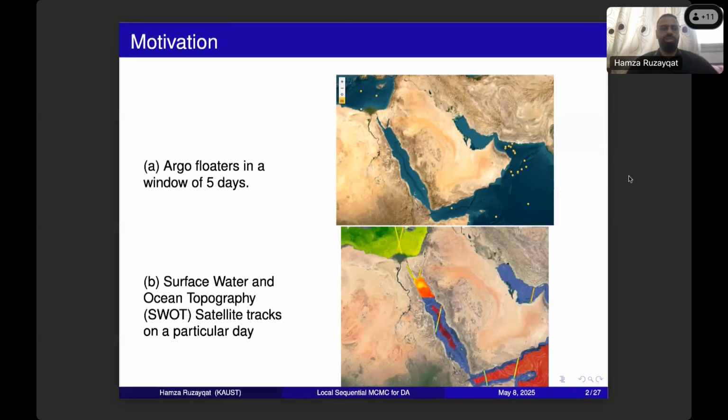As a motivation, if we look at these two pictures, on the top we have some observations in the yellow circles coming from Argo floaters in a window of 5 days. And if you look down, we have these lines coming from the so-called Surface Water and Ocean Topography satellite by NASA. If you look at the data, they are very localized compared to the region of interest. And this suggests that one can apply some kind of localization to reduce the cost of the algorithm.